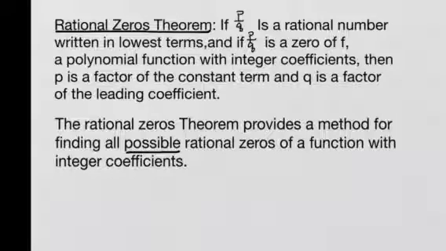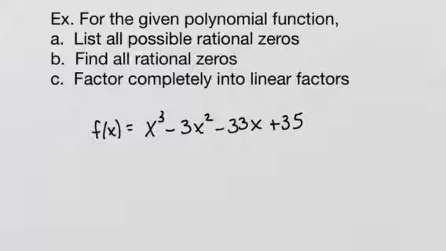So let's look at an example of using the rational zero theorem to work a problem. In this example, for the given polynomial function, we're asked to list all possible rational zeros, find all rational zeros, and then factor completely into linear factors. So the first thing we're asked to find is the possible rational zeros. So what we need to consider is the factors of p. This would represent the p value, which is the constant, and then the factors of q. Q is the leading coefficient, so if our polynomial is written from highest to lowest power, there's an understood 1 here, and this is our q value.